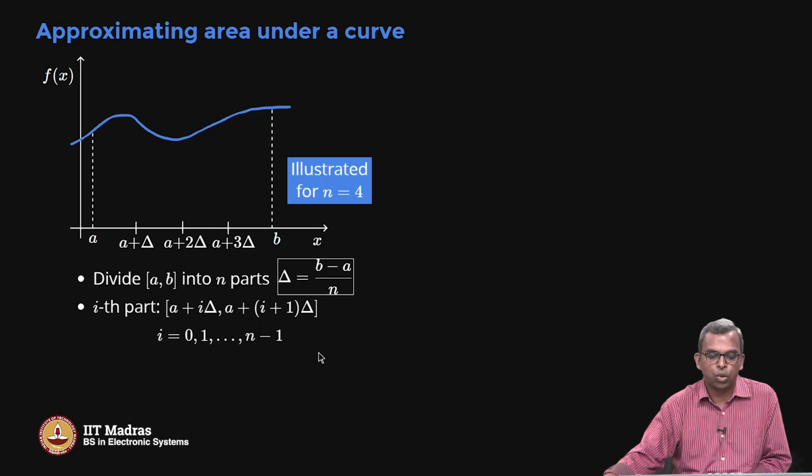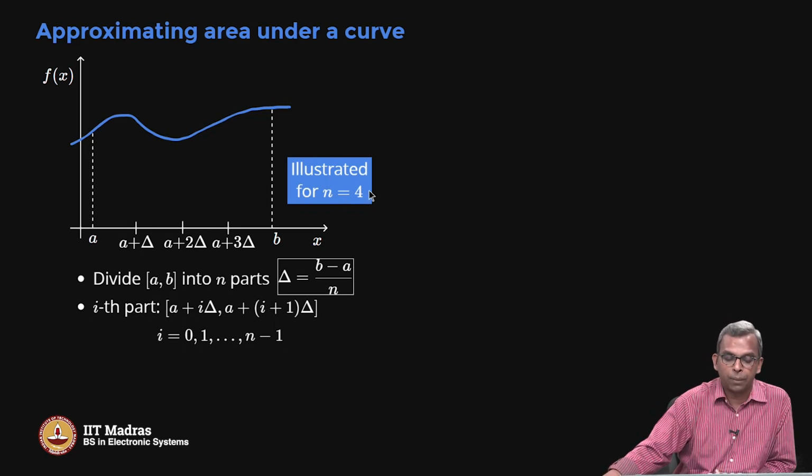Let me just show it to you for n equals 4. If n is 4, delta is going to be b minus a by 4, right? There are 4 parts here. Each part is of length delta. What will be the first part? A to a plus delta. The second part? A plus delta to a plus 2 delta. The third part? A plus 2 delta to a plus 3 delta. What will be the last part? A plus 3 delta to a plus 4 delta.